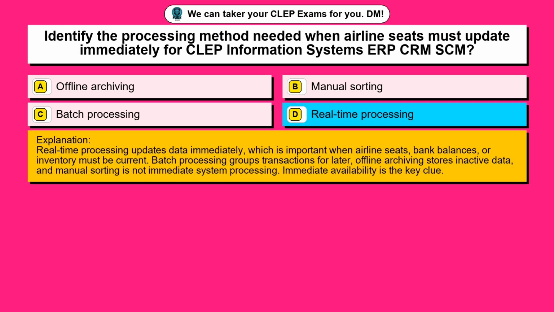Real-time processing updates data immediately, which is important when airline seats, bank balances, or inventory must be current. Batch processing groups transactions for later, offline archiving stores inactive data, and manual sorting is not immediate system processing. Immediate availability is the key clue.